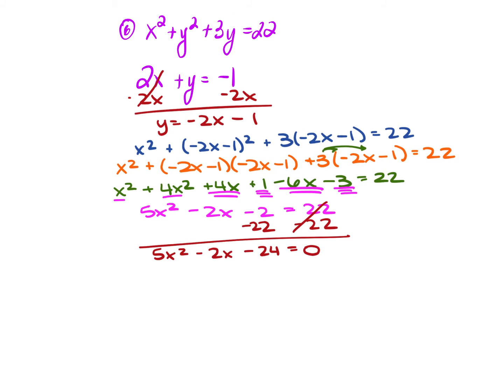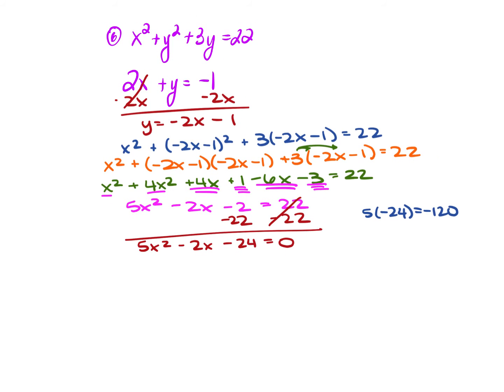Your a is something other than 1, so multiply your a and your c term. We're going to do 5 times negative 24, which is negative 120. We want the factors of negative 120 that add up to be negative 2. So that's going to be 10 and negative 12. So this is going to be rewritten as 5x squared plus 10x minus 12x minus 24 is equal to 0.